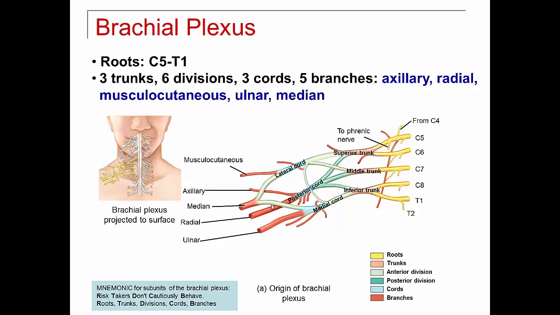The musculocutaneous nerve supplies the flexors of the forearm like the biceps brachii. The ulnar nerve supplies some of the forearm and most of the hand muscles. And the median nerve supplies most of the anterior forearm and some of the hand muscles associated with movement of the thumb.